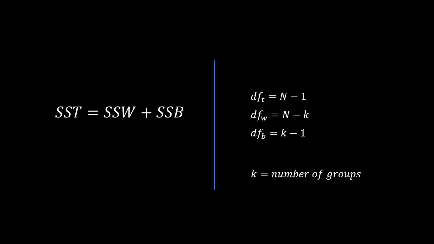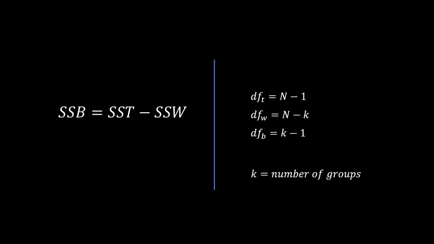Now you may be wondering here what the total sum of squares is doing in this equation. After all, if you think back, we don't use the total sum of squares in calculating F. Well, it's there because calculating between sum of squares by hand is rather tedious. So instead of calculating it directly, we calculate total sum of squares and subtract it as shown here.